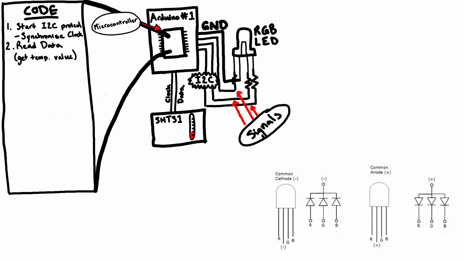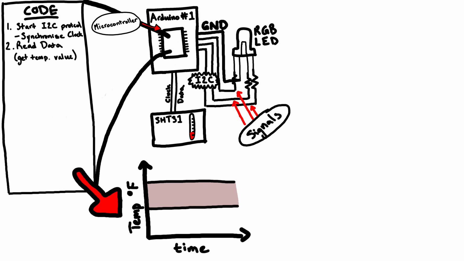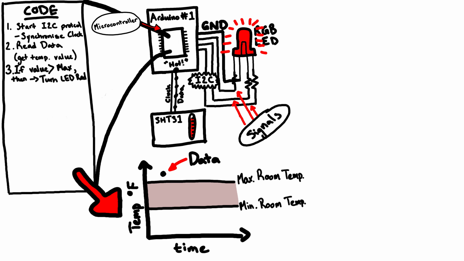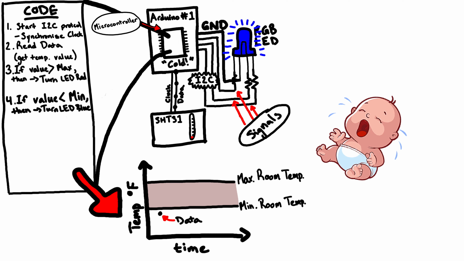Let's start coding. The first part of the code is very simple. I'm going to set up two bounds, a maximum and minimum room temperature. If the data I get from the temperature sensor tells me we're over the maximum temperature, I'm going to turn on my red LED, signaling it's too hot. If we're under the minimum temperature, I'm going to turn my LED blue, signaling it's too cold. If the AC turns on at the appropriate times, my room should never go too far out of my temperature zone limits.